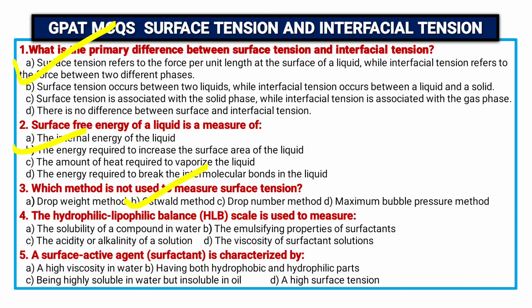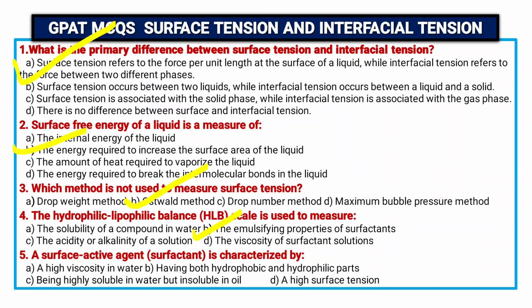Next, the hydrophilic lipophilic balance, HLB scale, is used to measure what? Option A. The solubility of compounds in water. B. The emulsifying properties of surfactant. Option C. The acidity or alkalinity of a solution. D. Viscosity of surfactant solution. Option B is correct: the emulsifying properties of surfactant.